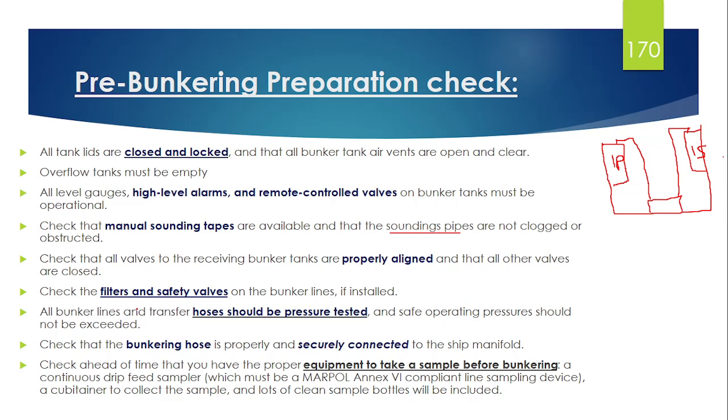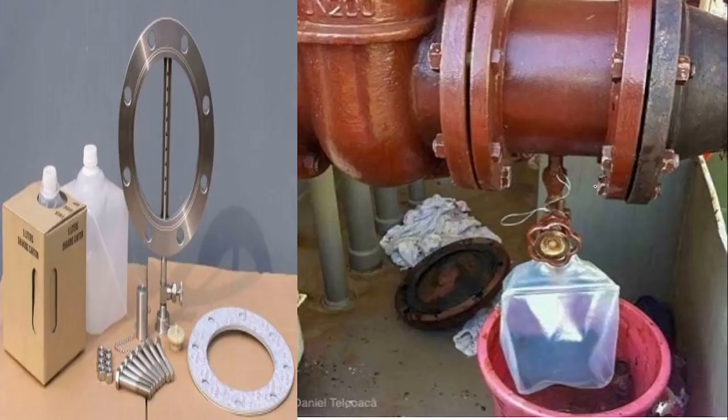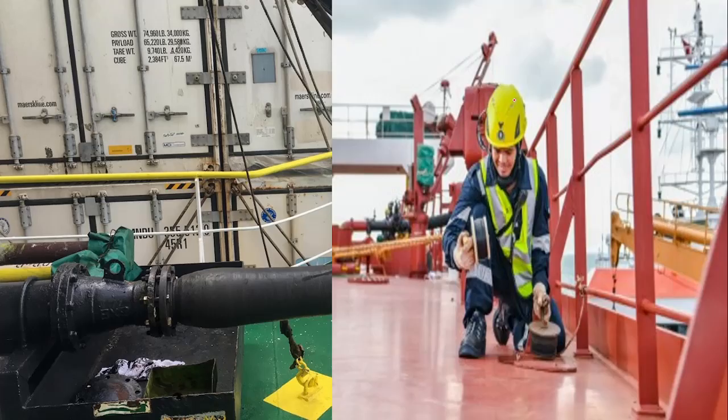After that, any filter in the line needs to be checked, and the hose should be pressure tested. Normally the bunker line is tested 6 monthly or 1 yearly, depending on the company requirement. And you also have to make sure that whatever connection you are making, like this bunker line, which is normally pressure tested 1 yearly. If the company requirement is 6 monthly, then they will do 6 monthly as per the SMS.